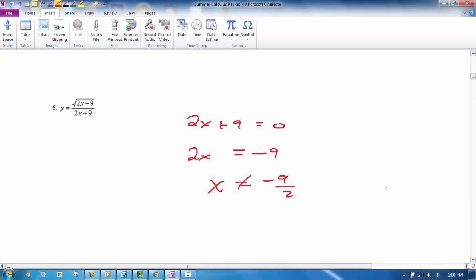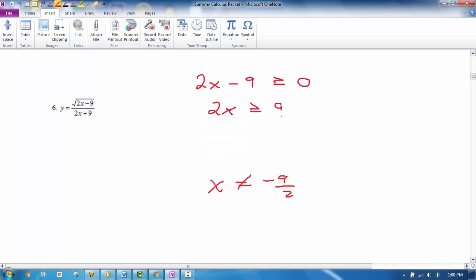That's an issue. But we also have to make sure that 2x minus 9, what's underneath this radical, is greater than or equal to 0. It can be 0, that's fine. We can have a 0 up there, but we can't have a negative underneath a radical. So that's the other thing I'm going to have to solve and look out for. I'm going to add 9 to both sides and then divide by 2. So x has to be greater than or equal to 9/2. So these are the two things that I have to consider when I go to write my interval.